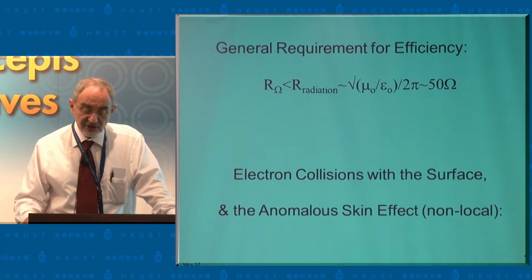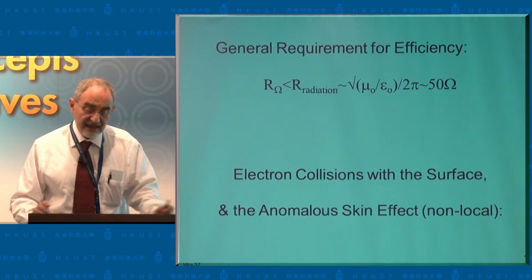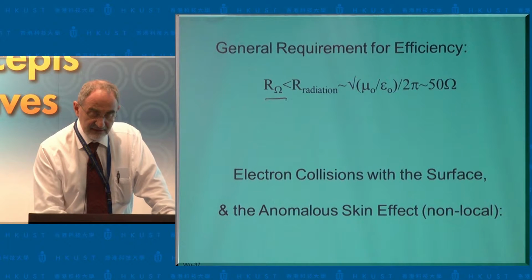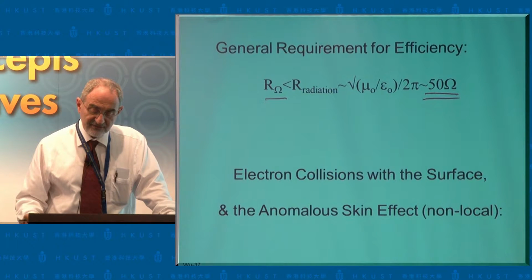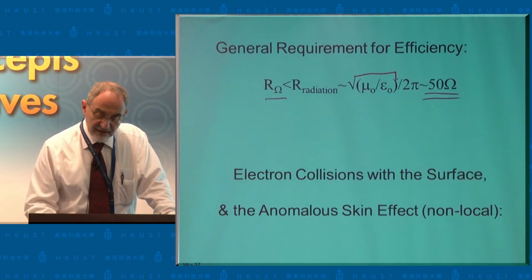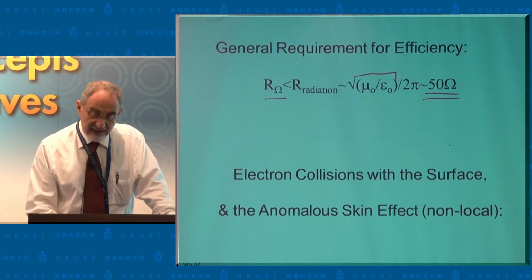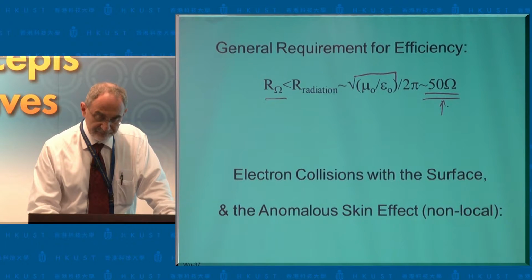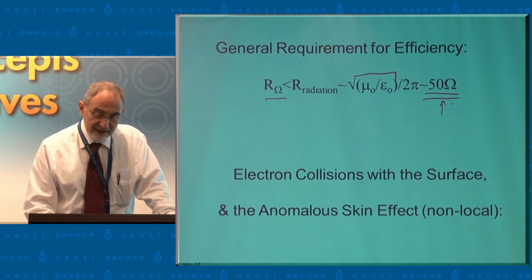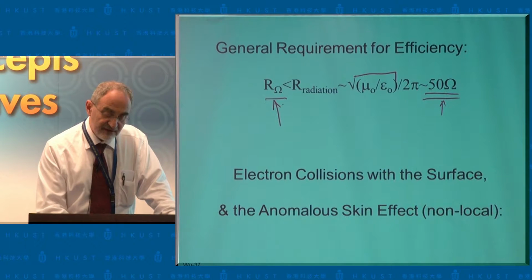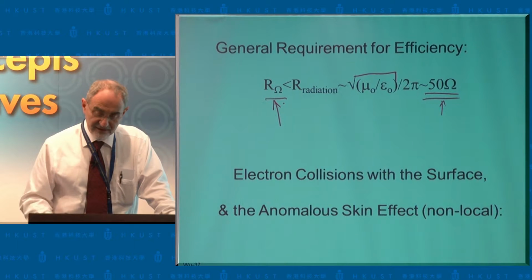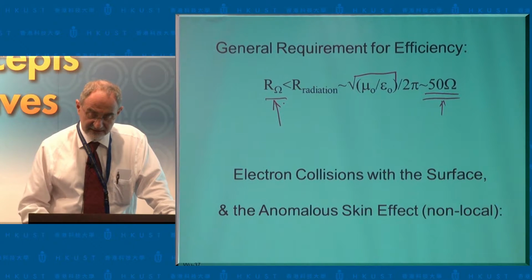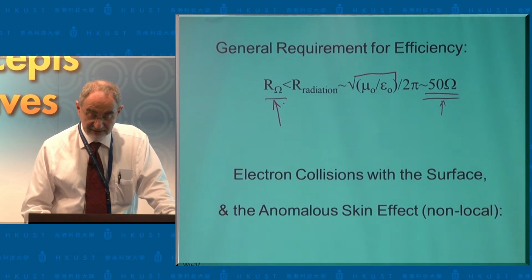So this is a general requirement for efficiency: the ohmic losses have to be less than the radiation resistance. Radiation resistance tends to be around 50 ohms at best, but it could be a little higher. So what limits us is the series resistance associated with the antenna and the little quantum dot emitter.